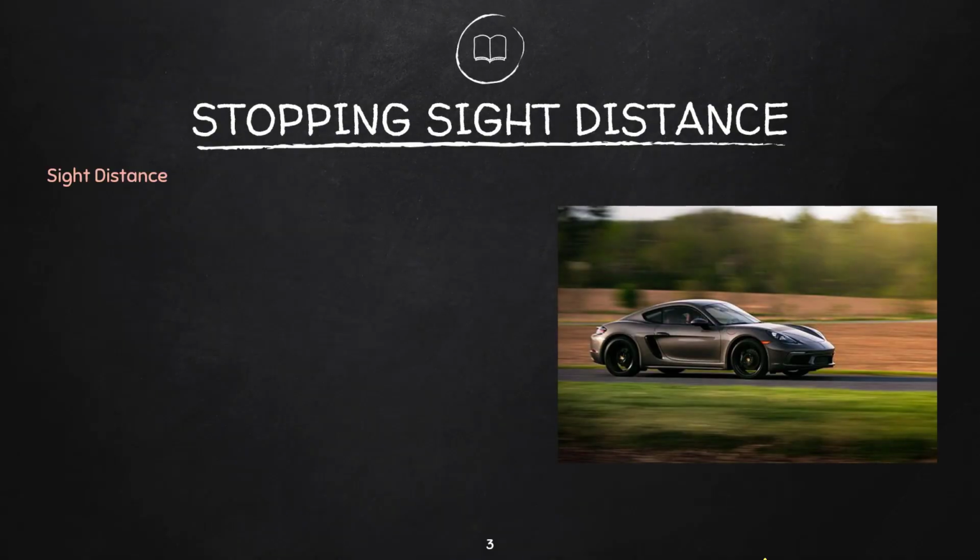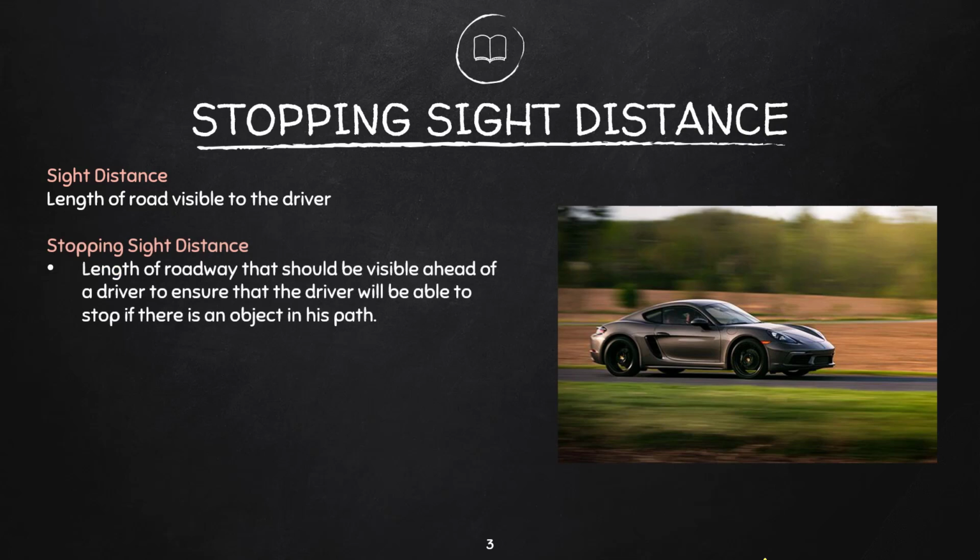So what is a sight distance before we proceed? Sight distance is the length of the road visible to the driver. There are 4 types: stopping sight distance, decision sight distance, intersection sight distance, and passing sight distance. And as I have told you, we will be starting with the stopping sight distance. So let's define it. It is the length of roadway that should be visible ahead of a driver to ensure that the driver will be able to stop if there is an object in his path.